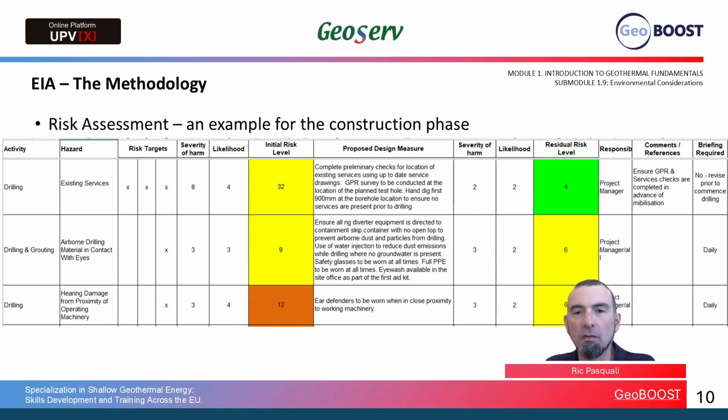And that would then reduce the severity of harm considerably and the likelihood considerably because you've basically looked at the maps, the existing maps of the services, but you actually put in another layer of checks to make sure that everything is in place. And this overall then reduces the risk level of the project to 4, which is considerably lower than 32.